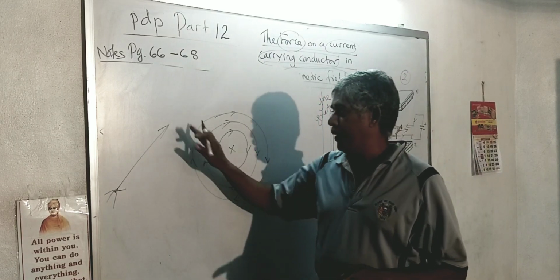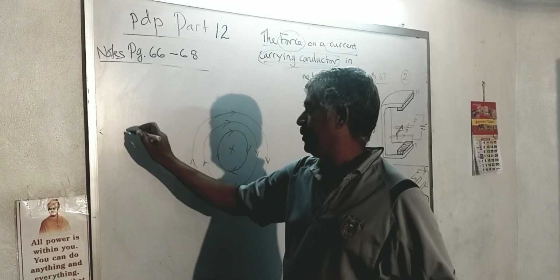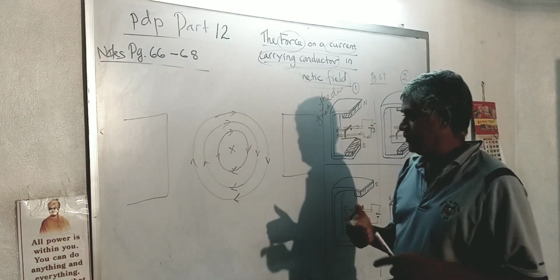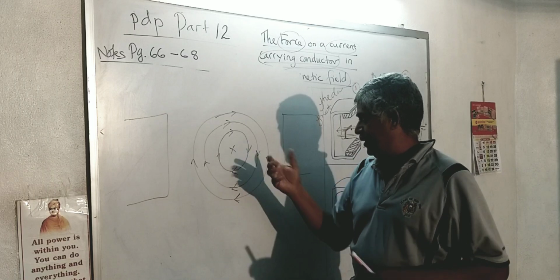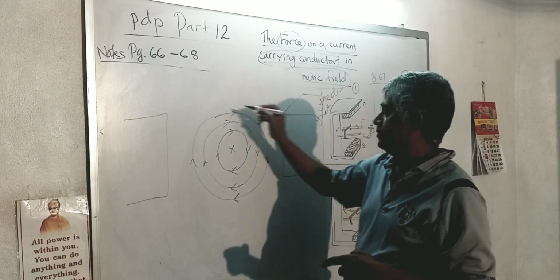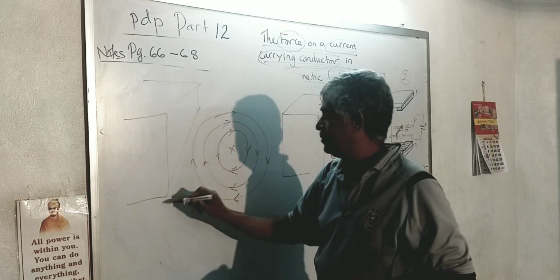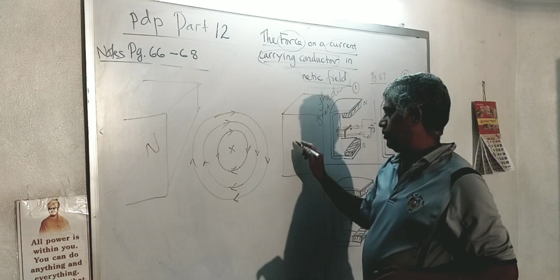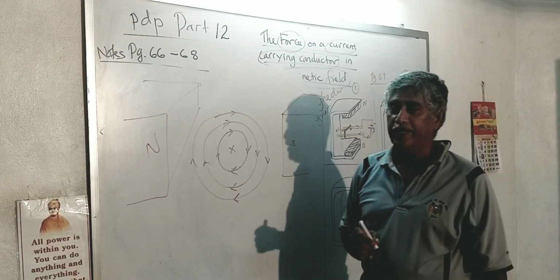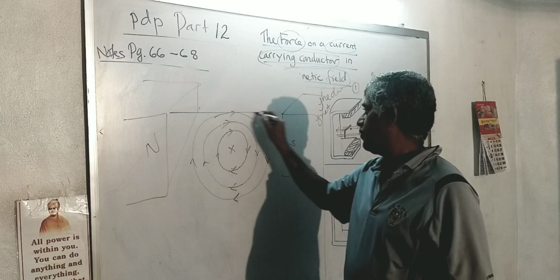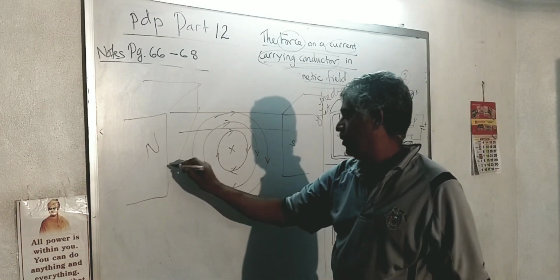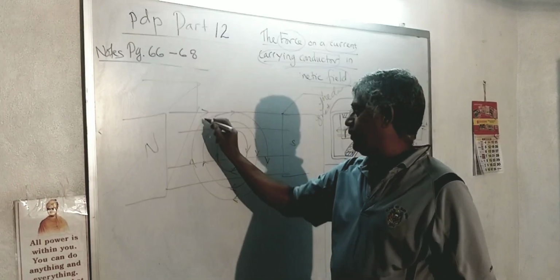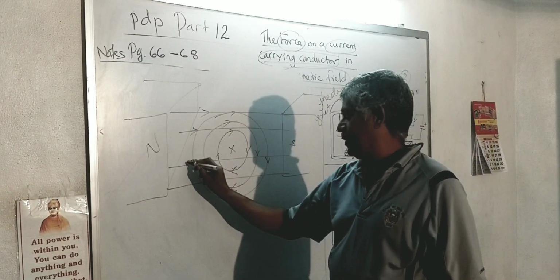Now I put a permanent magnet. The wire is entering, right? There's a magnet here. Say this is north, here is south. Normally, as we already learned, the magnetic field goes from north to south. So here the field goes this way. Here also the field goes this way.